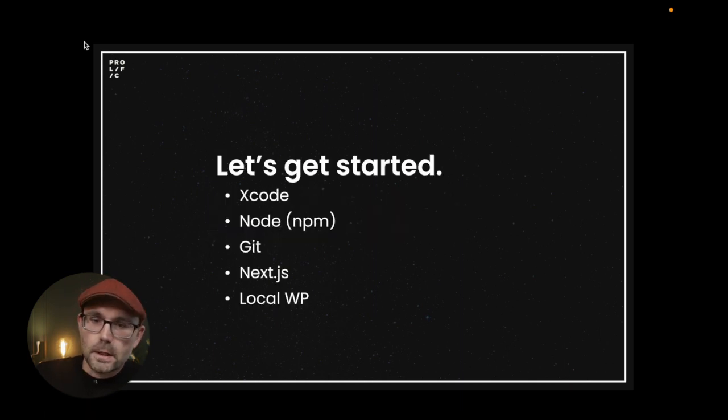So let's get started. We're going to go into this list here. We're going to first download Xcode. We're going to download Node, download Git, and then hopefully we're going to try to install Next.js after that and see if we've met the requirements. And then we'll download Local WP and get up and running there.